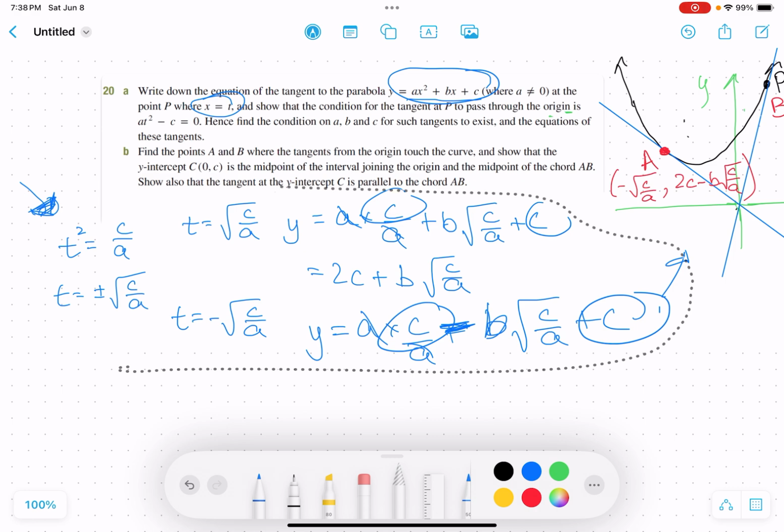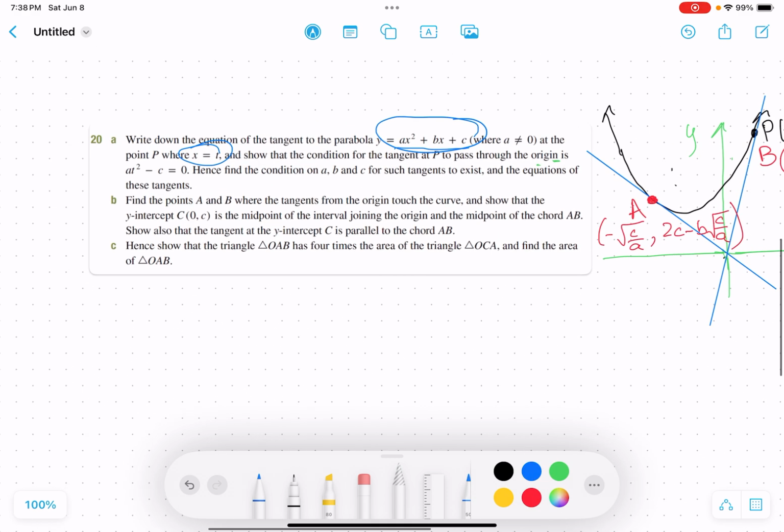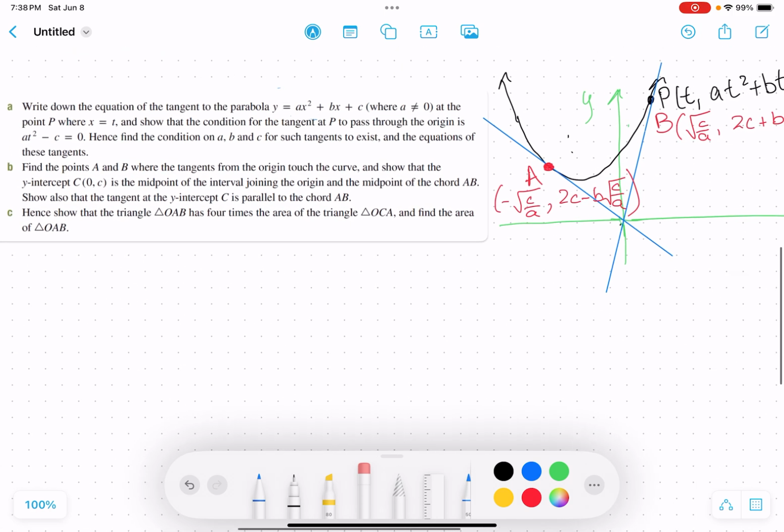Let me just make room over here. I'll rub that out as well. So it's now talking about, if we look at this, I'll try and put that picture there as well. Here we go. So find the points A and B. There's my points A and B, where the tangents from the origin touch the curve. So we're talking about the tangents we'd already found, and show that the y-intercept, C, is the midpoint of the interval joining the origin and the midpoint of the chord AB.